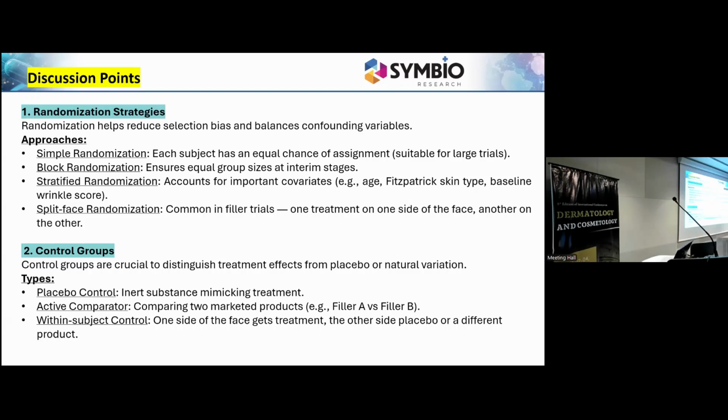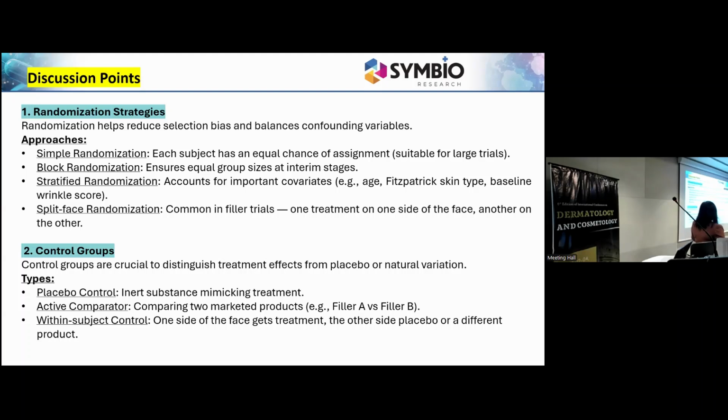So there are different types of randomization that also have the advantage of balancing the confounding variables. Confounding variables are variables like gender, your age, your Fitzpatrick test, etc. So the approaches could be simple randomization. It is as simple as tossing a coin. You could either get heads or tails. So each subject has an equal chance of assignment to treatment A or filler A and filler B.